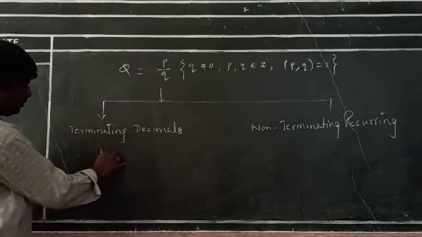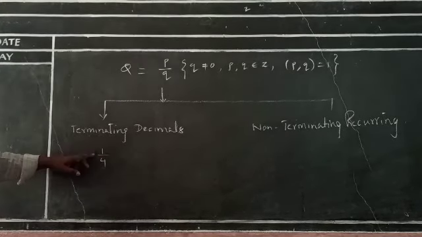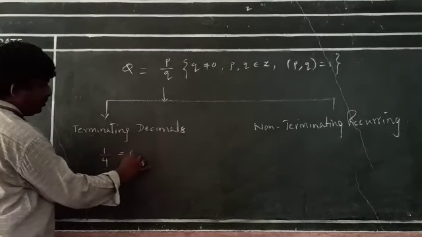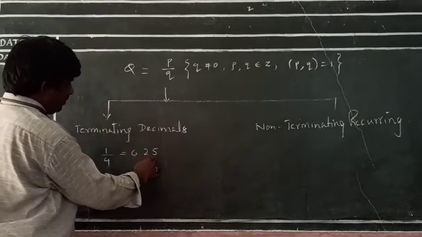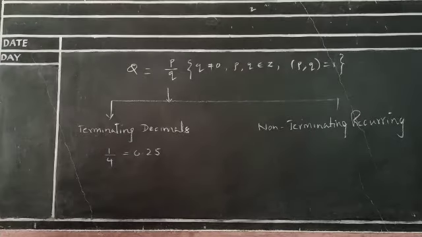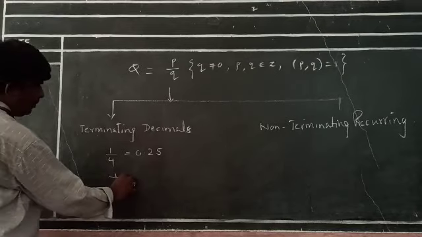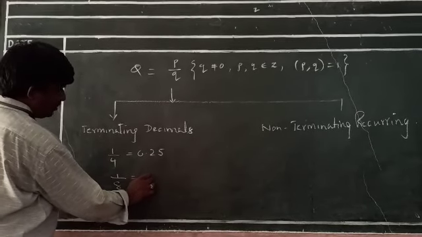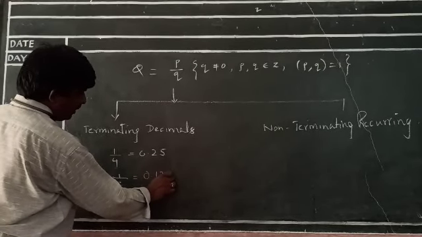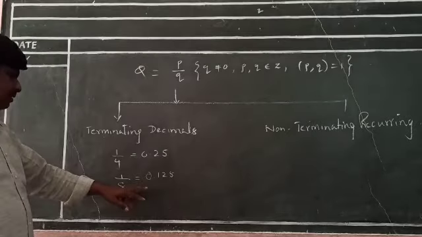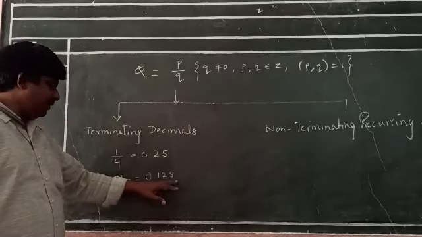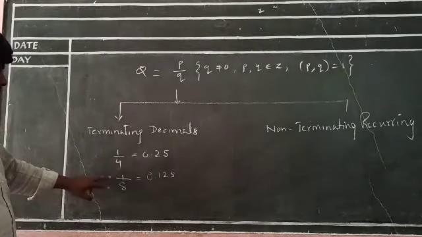Suppose we take 1 by 4. If we divide 1 by 4, we will get 0.25, meaning the division has completed. The remainder we get is 0. In the same case, 1 by 8 is nothing but 0.125. Here also the division has completed. So 0.125 is the decimal notation of 1 by 8.